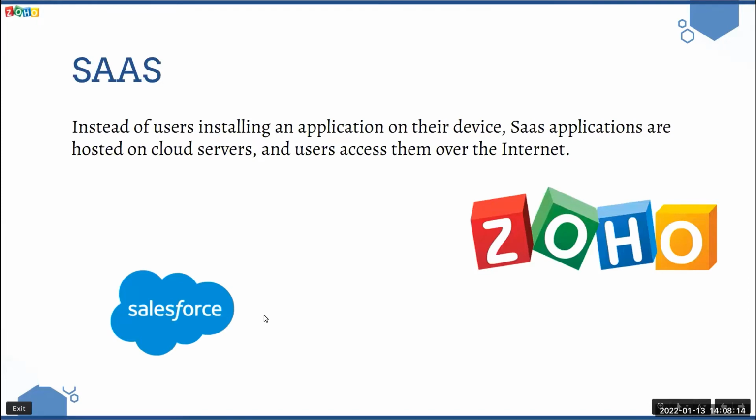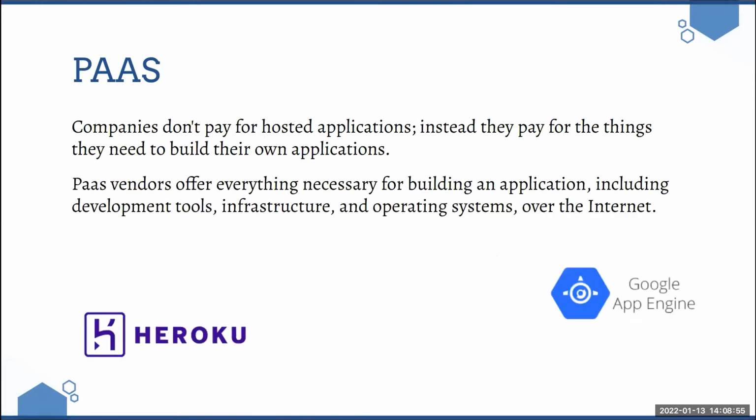So software as a service: instead of users installing an application on their device, SaaS applications are hosted on the cloud servers, and the users can access them over the internet anytime. It's like renting a house: the landlord maintains the house, but the tenant mostly gets to use it as if they owned it. Examples of organizations using software as a service are Salesforce, Mailchimp, Slack, and Zoho. This is software as a service, very basic, and most cloud.